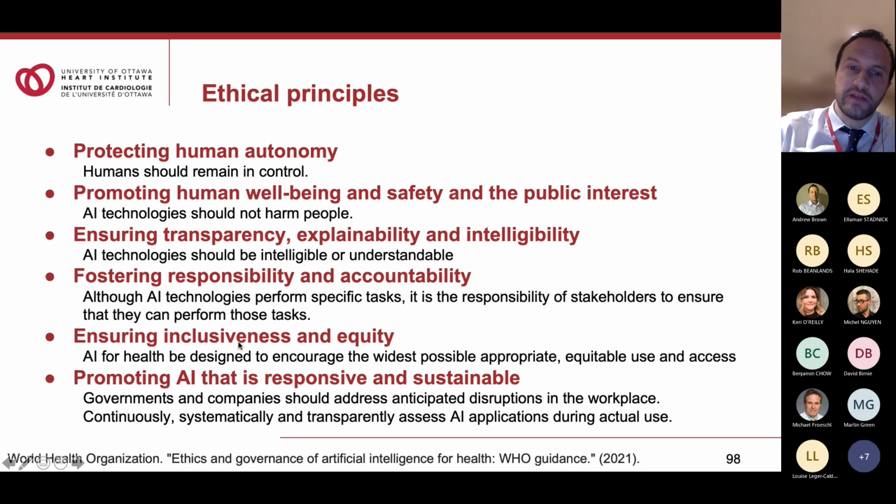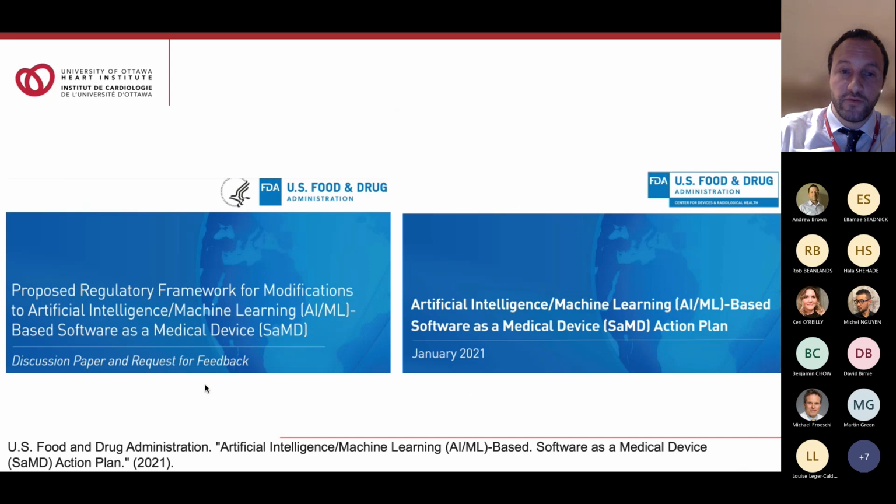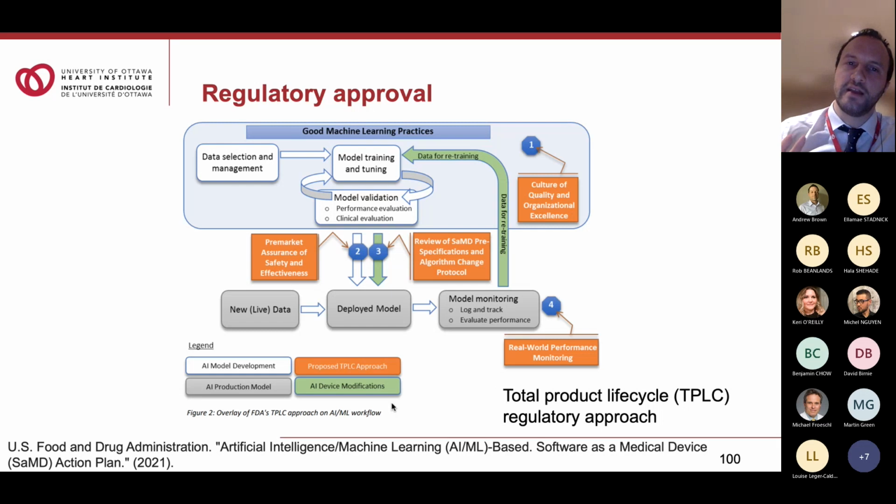Of course, we need to ensure inclusiveness and equity, and AI for health needs to be designed to encourage the widest possible appropriate, equitable use and access of the algorithm, and to promote AI that is responsive and sustainable. The FDA has also been doing a lot of work on this topic. They have the proposed regulatory framework for modification to AI algorithms and machine learning software as a medical device, and recently published an action plan based on this proposed protocol. And a lot of this is based on the idea of good machine learning practices and the idea of a total product life cycle. So that, at the top here in the white, you see this is basically what we were talking about during my presentation.